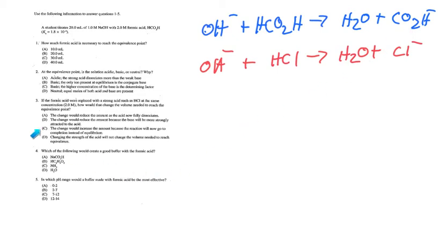So let's see what the answers are. A, the change would reduce the amount of, no. The change would reduce the amount of base, nope. The change would increase the amount of, nope. Changing the strength of the acid will not change the volume needed. So it looks like the answer here is going to be D.